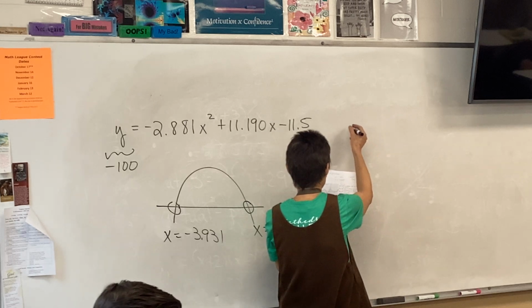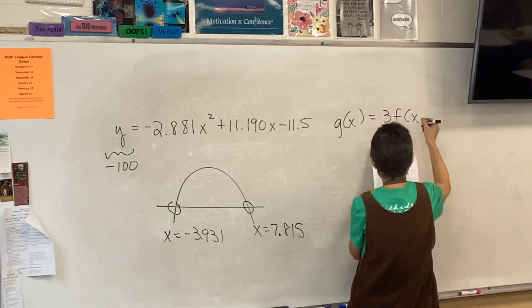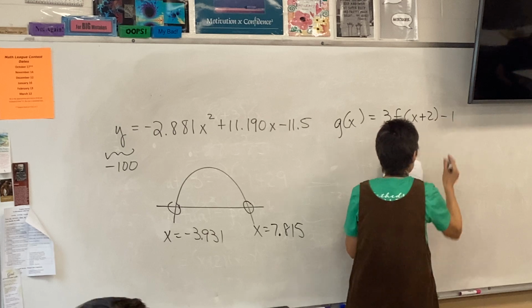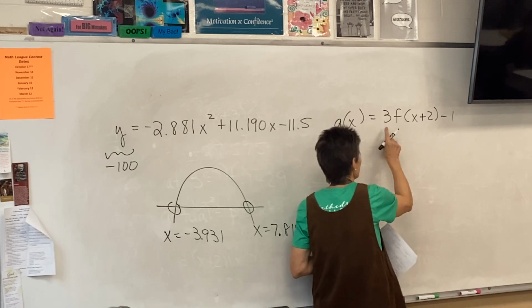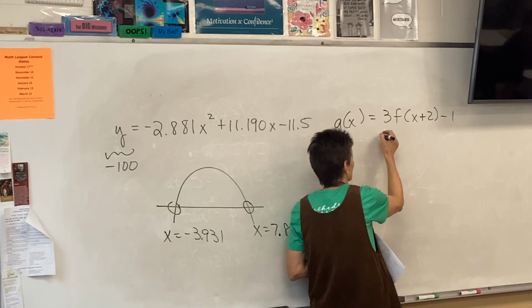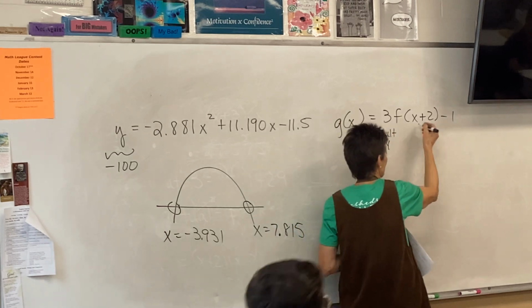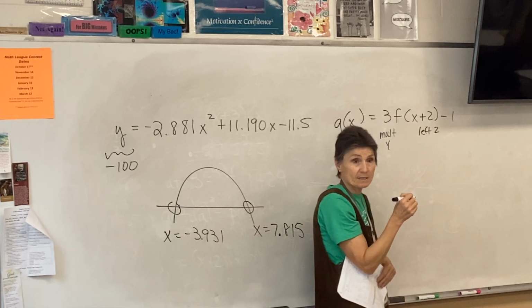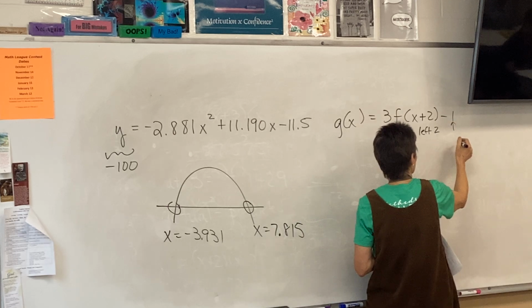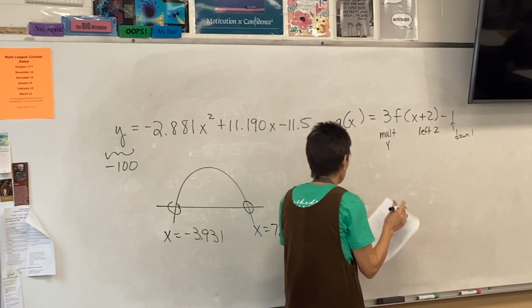Selected values of the continuous function are shown in the table above. Find the values in the table to answer the following. So, the function g has made some changes to f. What changes have been made? What does this 3 do? Multiplies the y. What does this do? Left 2. So basically it subtracts 2 from the x's, moves it left 2. And what does that do? Down 1. Perfect.